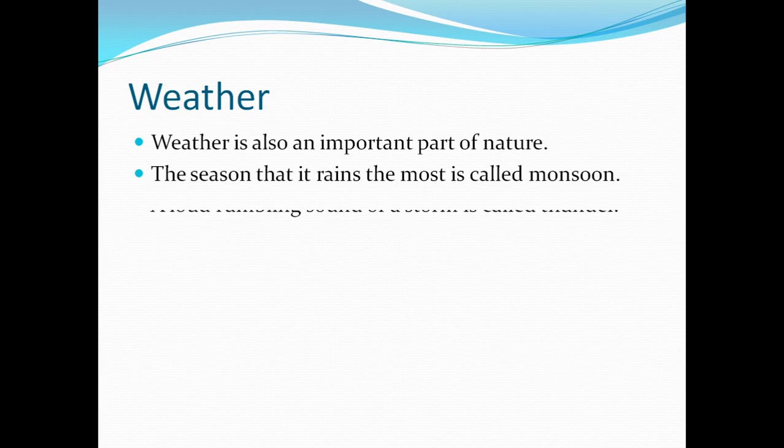Then even weather, okay, weather means the season which is surrounding you, is a very important part of nature, right? So there are some different things that you find in nature. We will see about it. For example, the season in which we get rain is the monsoon season, right? In the monsoon season you get some sounds, and that is called thunder.